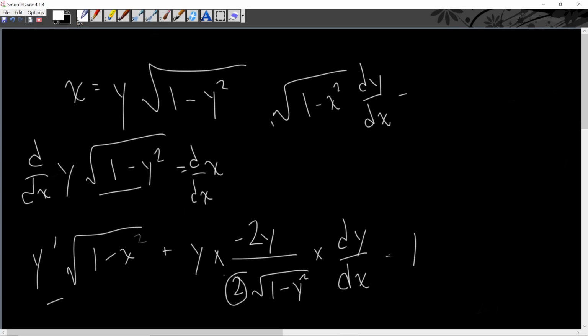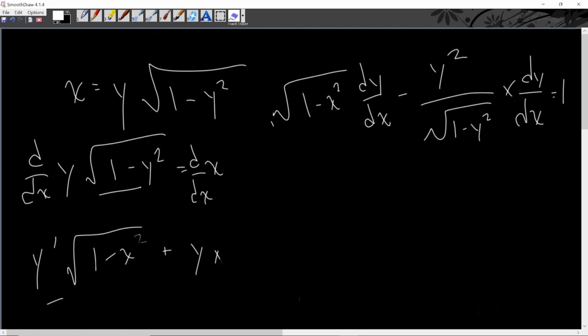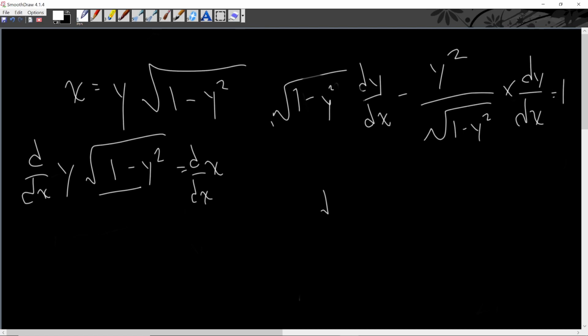We have square root of 1 minus x squared minus, these two cancel out, and then we have minus y squared over square root of 1 minus y squared times dy dx is equal to 1. And now we simply solve for dy dx. I don't know why I keep putting x squared. It's not x, it's y. But square root of 1 minus y squared.